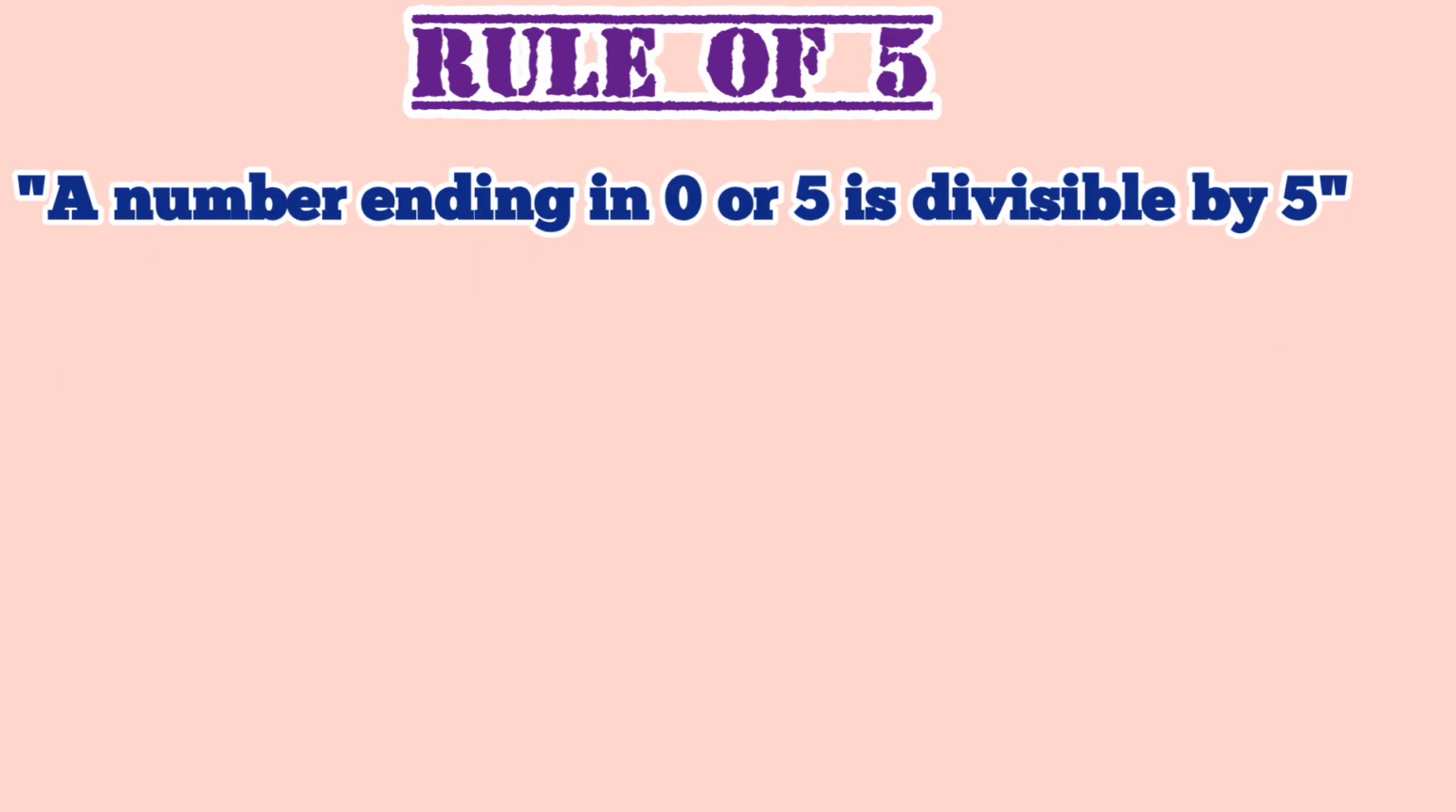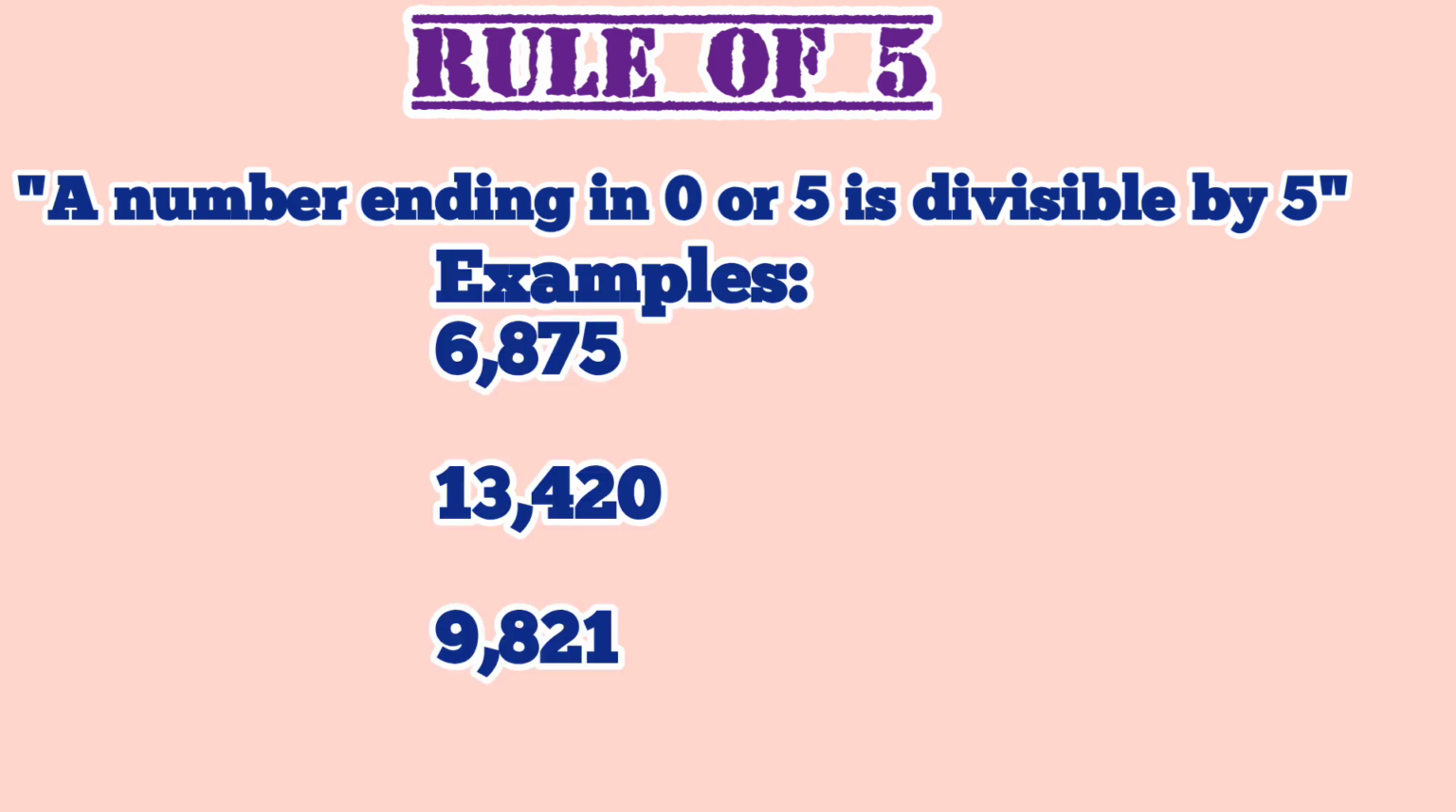Let us see the rule of 5. It is one of the easiest rules. A number ending in 0 or 5 is divisible by 5. Let us see examples. The first example is 6,875. It ends in 5, so it is divisible by 5. Next example is 13,420. It ends in 0, so it is also divisible by 5. See the next example, 9,821. It ends in 1, so it is not divisible by 5.